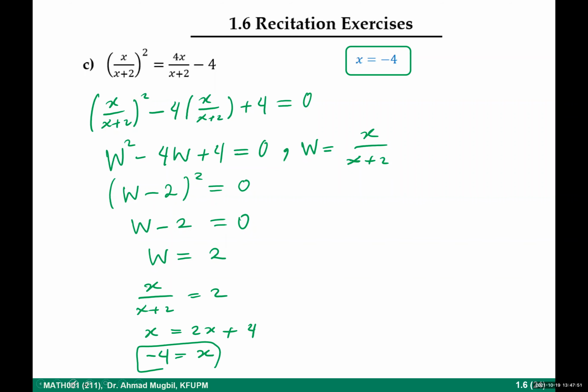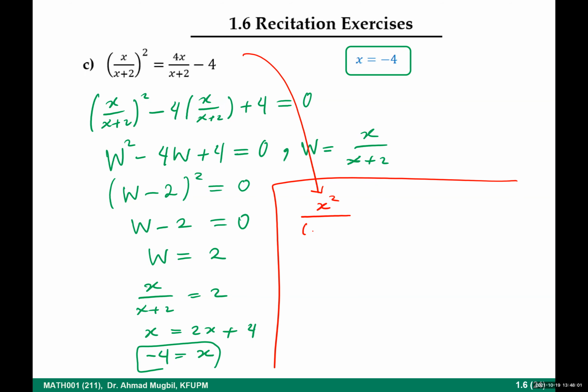What is the other way? The other way is to do expanding from the beginning. It will be x squared over x plus 2 all squared. Don't expand this one. It is factored. Keep it factored. Equals 4x over x plus 2 minus 4. Multiply both sides by the LCD, which is x plus 2 all squared. This is the LCD.